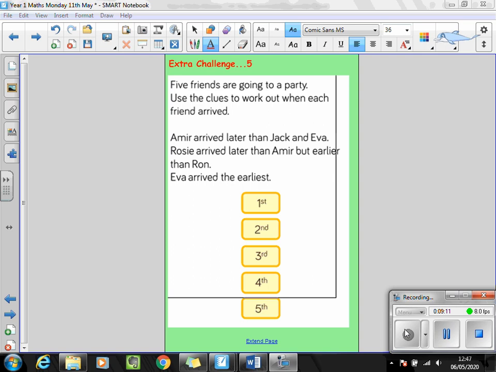And the last challenge today, I think is the trickiest one, is extra challenge 5. 5 friends are going to a party. Use the clues to work out when each friend arrived. Amir arrived later than Jack and Eva. Rosie arrived later than Amir, but earlier than Ron. Eva arrived the earliest. Try and put those ordinal numbers next to the names of the order in which they arrived.